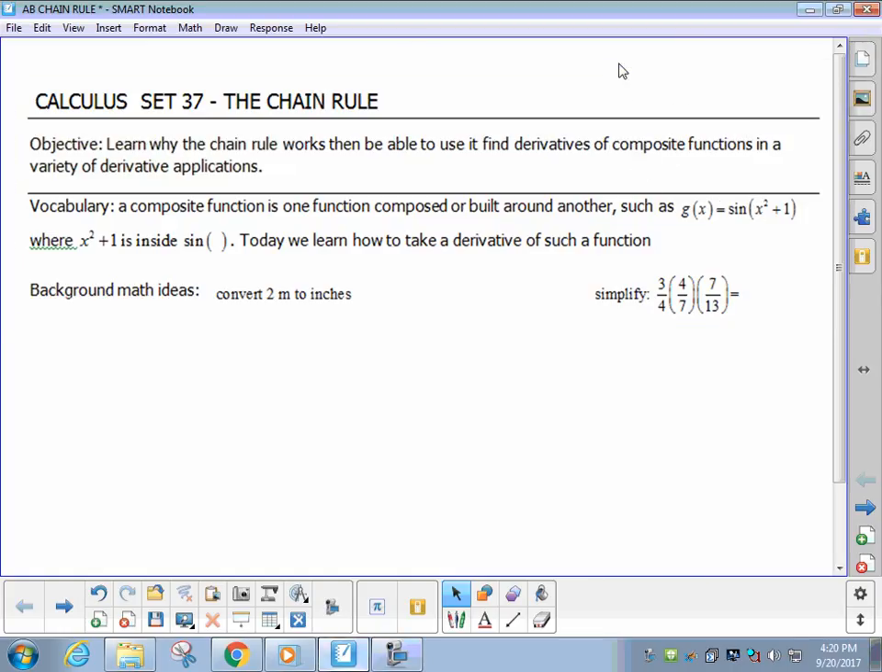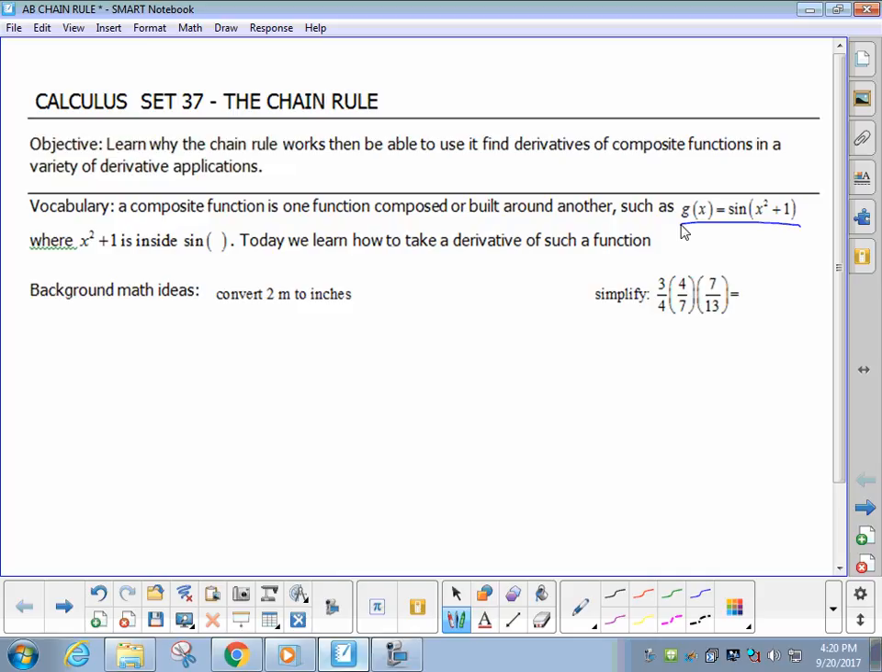Okay, today we're going to talk about the chain rule, which is one of the greatest derivative shortcuts we're going to have. So far we've done derivatives of products and sums and the power rule and such, but we haven't done anything where we have a function within a function. There's an example right there. X squared plus 1 is within the sine function. We haven't been able to do the derivative of that until today.